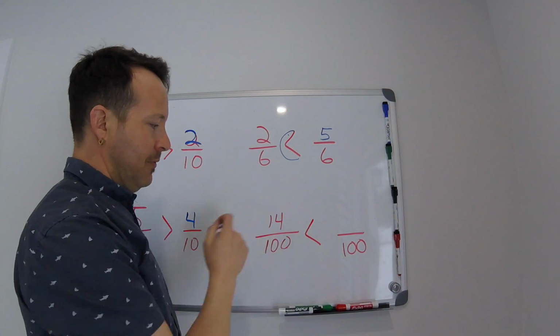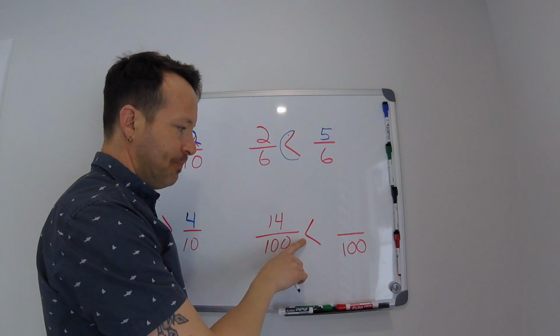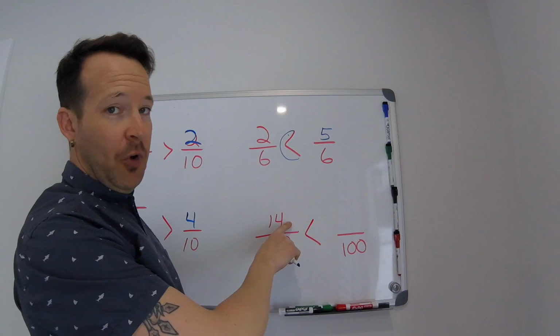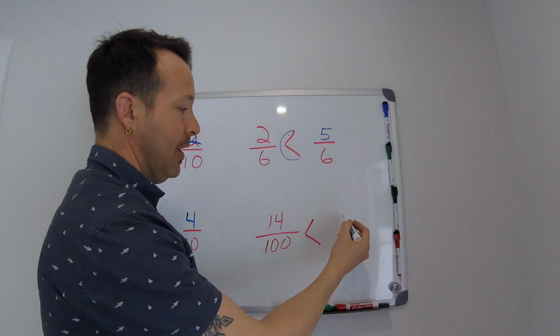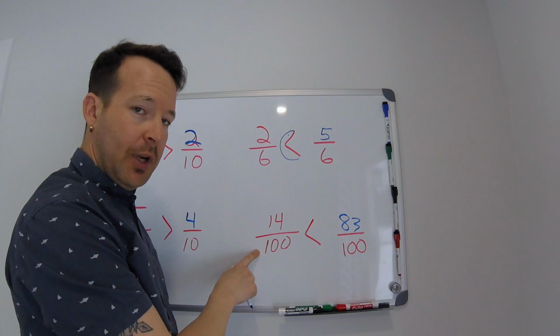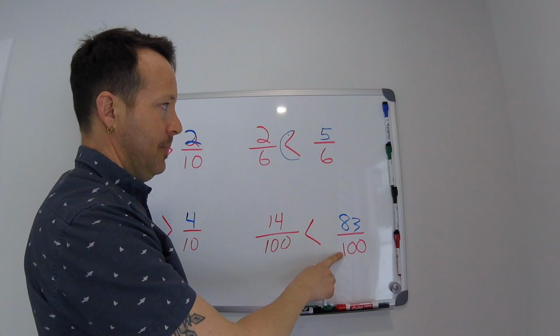And how about this one? 14 100ths is less than what over 100? Well, you could pick any number between 14 to 99 and you'd be correct, so let's go 83. 14 over 100 is less than 83 over 100.